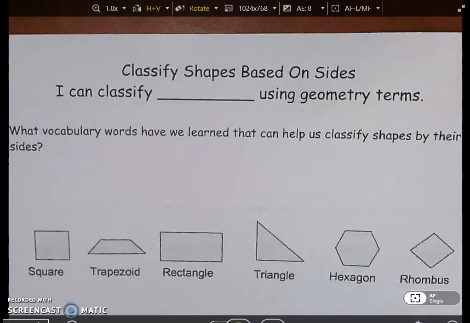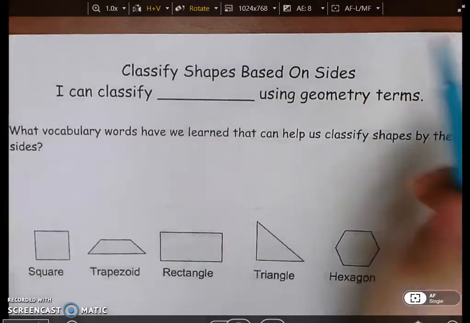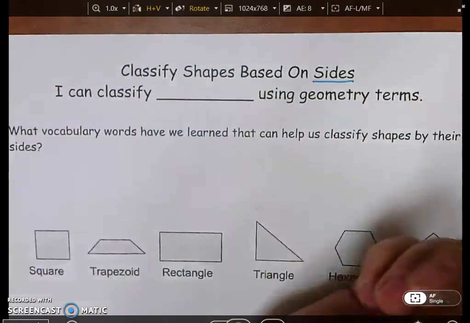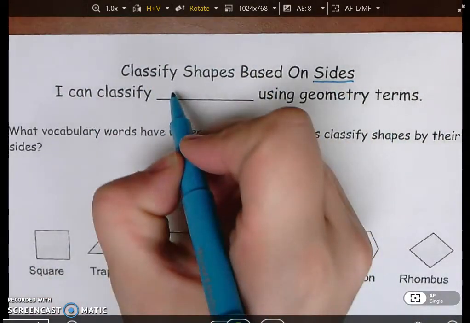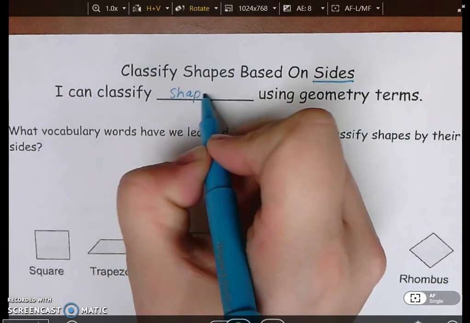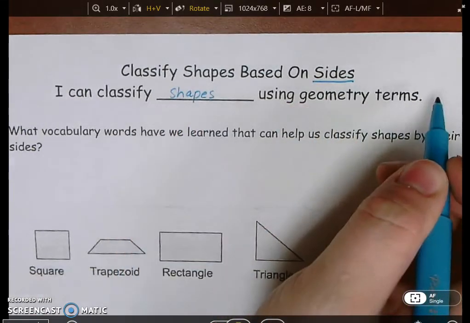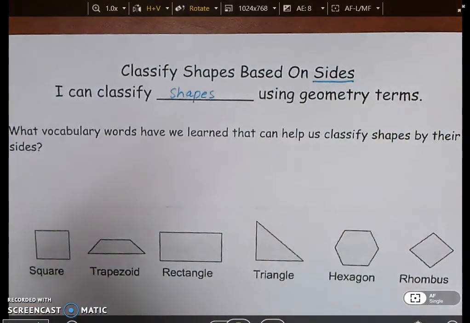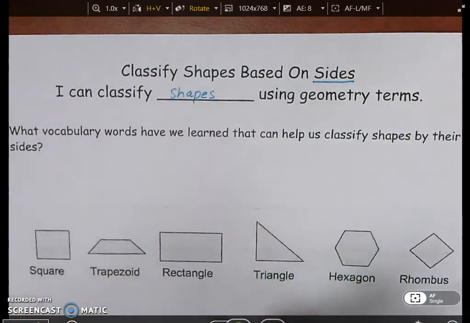Alright guys, in this lesson we're going to talk about classifying shapes based on their size. So we're going to put them into groups based on their size. So I can classify shapes using geometry terms. And we're doing it by their sides, what their sides look like. So what vocabulary words have we learned that can help us classify shapes by their sides?